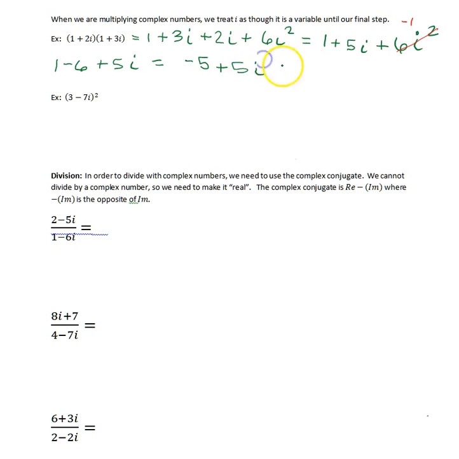Now I've had people ask me in the past, should you factor out so that this says negative 5 and then it's going to be 1 minus i? You can, but unless you're specifically told to do that in the directions on the quizzes or on the homework, this is perfectly acceptable. This is the correct answer.